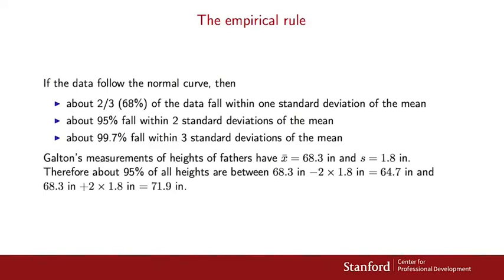Let's look at an example. We saw that the height measurements of the fathers have a mean of 68.3 inches and a standard deviation of 1.8 inches. Now, the second part of the empirical rule says that 95% of the data fall within 2 standard deviations of the mean. That means if I take the mean minus 2 standard deviations, and I go 2 standard deviations above the mean, then I can tell that 95% of the height measurements fall between 64.7 inches and 71.9 inches.